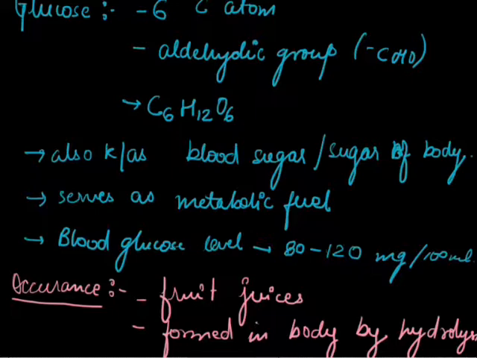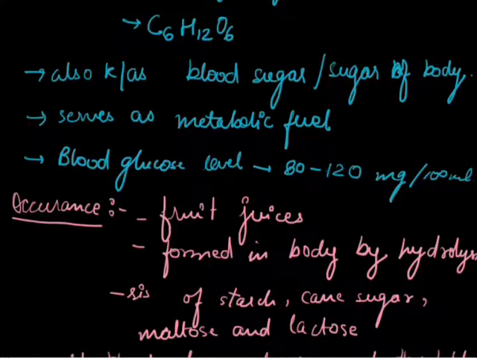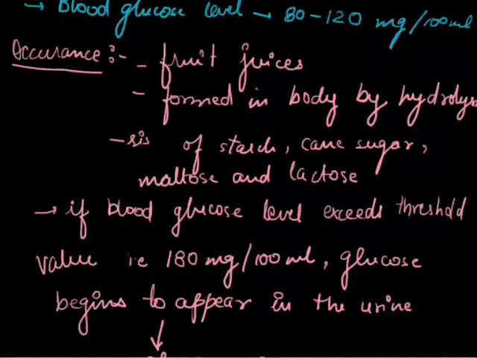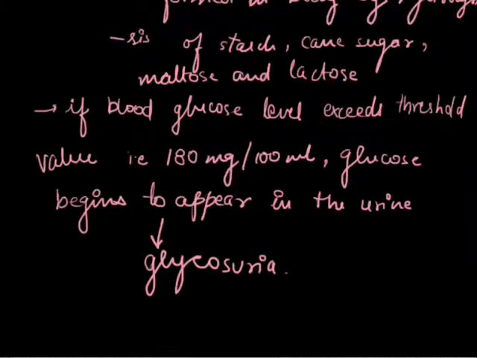Blood glucose level for a normal person is 80 to 120 mg per 100 ml. As for its occurrence, it is found in fruit juices and formed in the body by the hydrolysis of starch, cane sugar, maltose and lactose. If blood glucose level exceeds its threshold value, that is 180 mg per 100 ml, glucose begins to appear in the urine, and this condition is known as glycosuria.